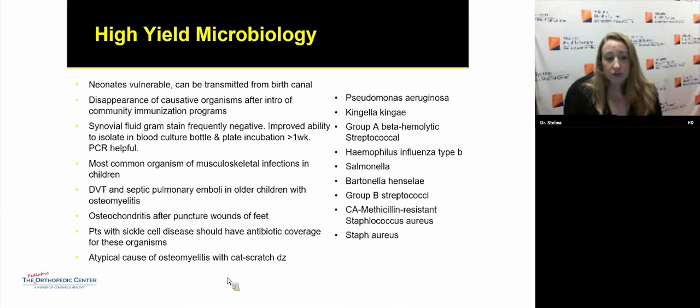Think about osteochondritis, so an infection in the joint or affecting the cartilage after puncture wounds of the foot. In sickle cell, they should have broader coverage. So in those patients, they're still more likely to have a Staph aureus infection, but they're more at risk for also salmonella. And then, just to throw in there, another atypical cause can be cat scratch disease. So really think broadly when you're treating kids.